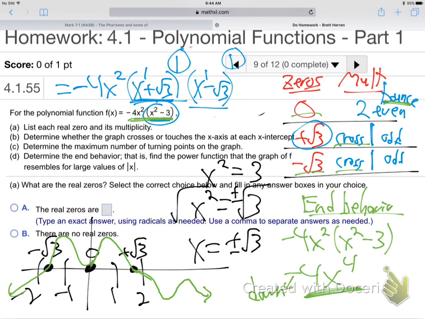So the graph generally looks like that. I don't know, it might have other turning points or whatever, but generally that's what it's going to do. I don't know that it has these turning points, so I'll just say that. Is that good? That's generally what the graph looks like. End behavior. Max turning points would be 3, right? At most 3 turning points. Questions? We good?